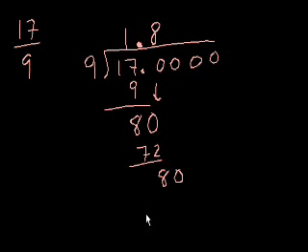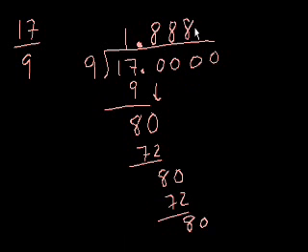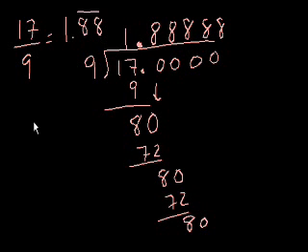Bring down another 0. I think we see a pattern forming again. 9 goes into 80 8 times. 8 times 9 is 72. And clearly I could keep doing this forever, and we'd keep getting 8s. So we see 17 divided by 9 is equal to 1.88, where the 0.88 actually repeats forever.